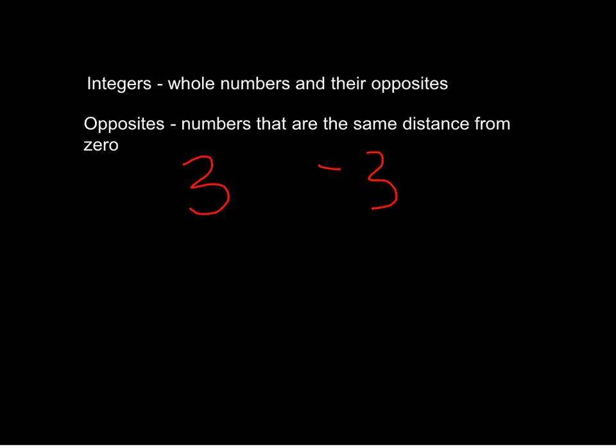The opposite of negative 10, the number the same distance from 0 as negative 10, is positive 10. So integers are all whole numbers, 0, 1, 2, 3, 4, 5, 6, and so on, and their opposites, negative 1, negative 2, negative 3, and so on that way. Remember, the opposite of 0 is 0.